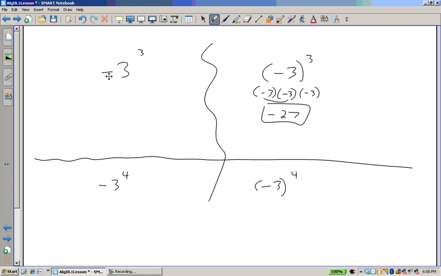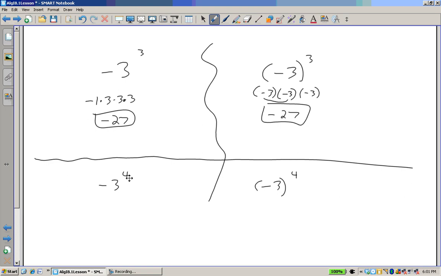Over here, it may sound strange, but this is actually the opposite of 3 to the third. Since there are no parentheses, you're simply going to do the opposite, or negative 1 times 3 threes. So there's only 1 negative here, whereas here there were 3 negatives. Now, 3 times 3 is 9, times 3 is 27. 27 times negative 1 is negative 27. Did it make a difference here? No. But let's look at what happens when we have an even exponent.